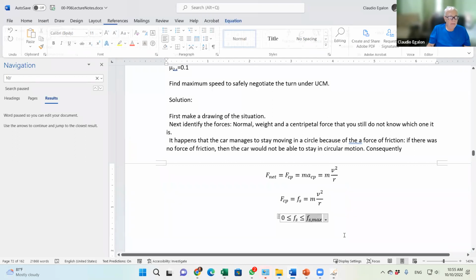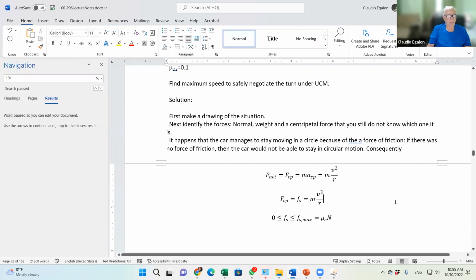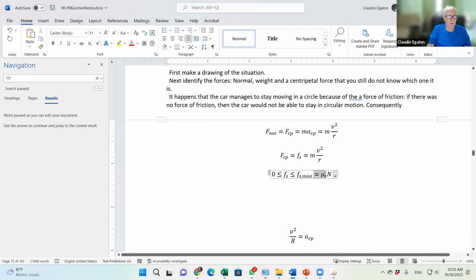And by the way, this maximum value of the force of static friction is equal to what? It is equal to the coefficient of static friction times the normal. You already know that the normal is canceling the weight. Consequently, we can write mu sub s and g, and we get this inequation for the force of static friction.